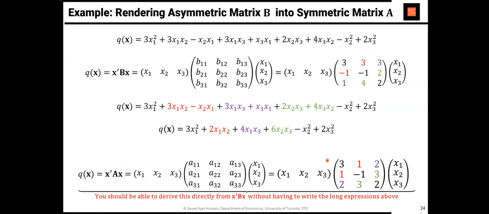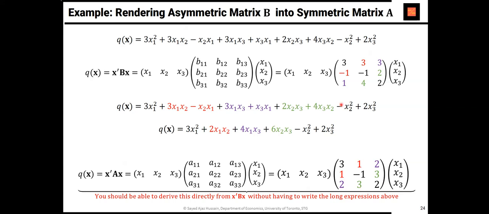you now keep the 3, minus 1, 2. Those are the squared coefficients, so those stay. But now this 2 gets divided by 2, giving 1, 1. This 4 gets divided by 2, giving 2, 2. This 6 gets divided by 2, giving 3, 3.